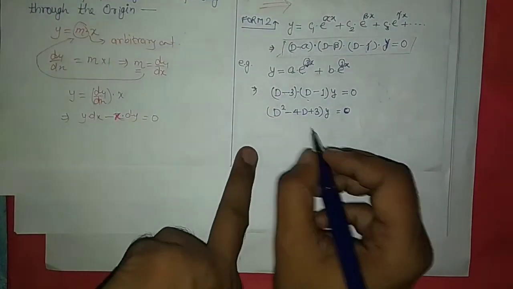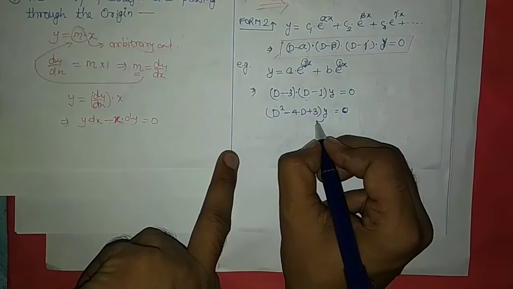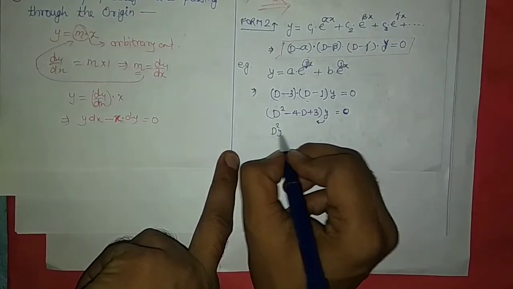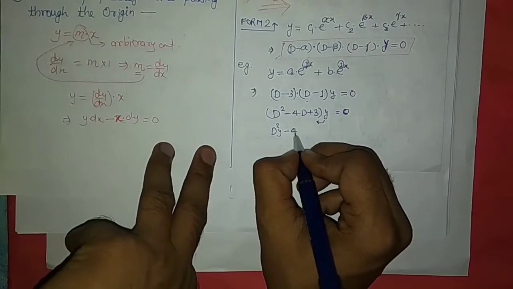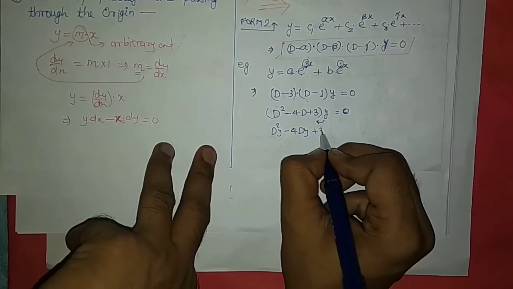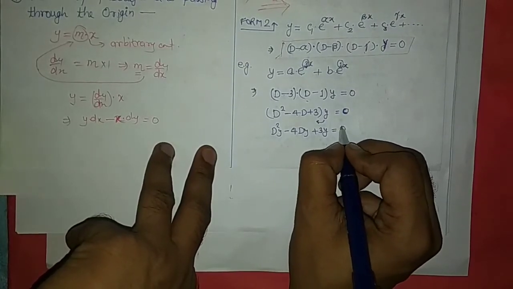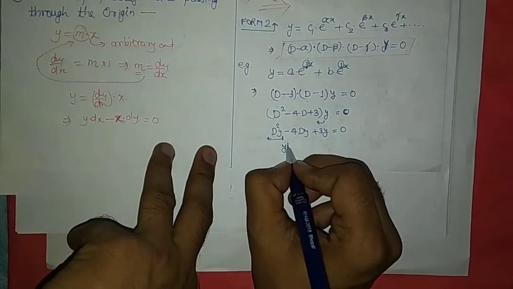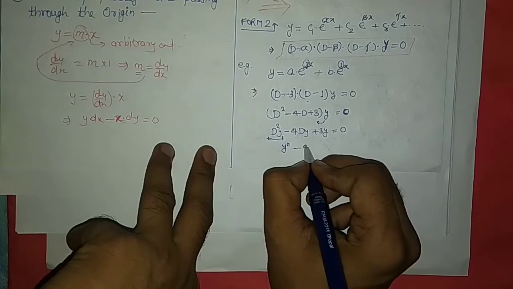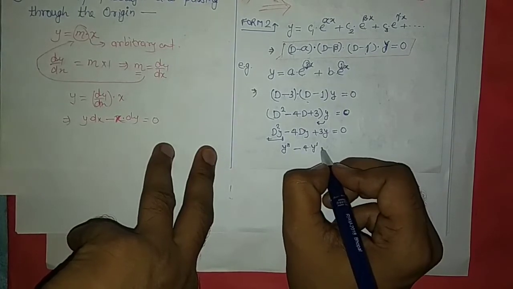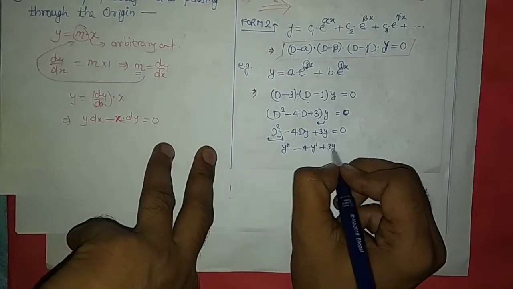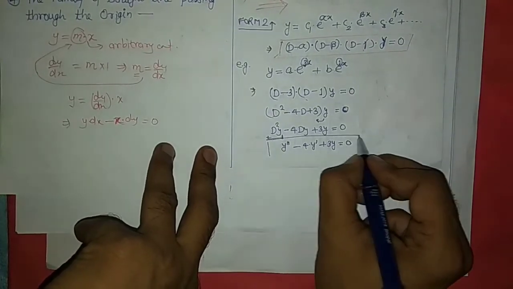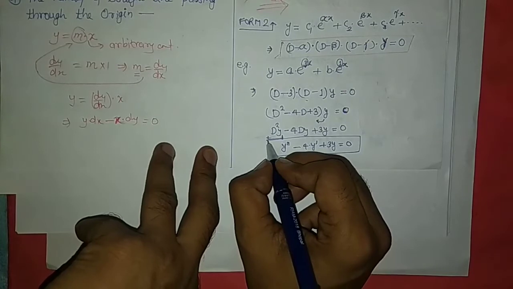And if we operate on y in all the terms, we get d2y minus 4 times dy plus 3y is equal to 0. This is the second order differential coefficient, y double dash, so it should be written as y double dash minus 4 times y dash plus 3y is equal to 0. So this is the result, and thank you.